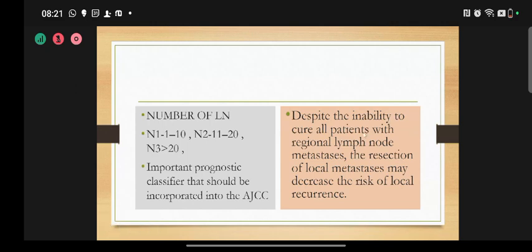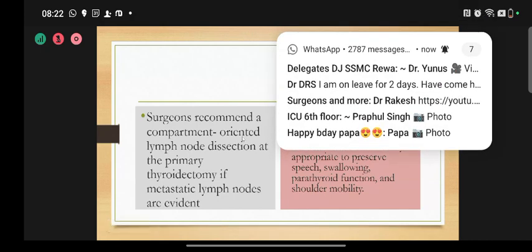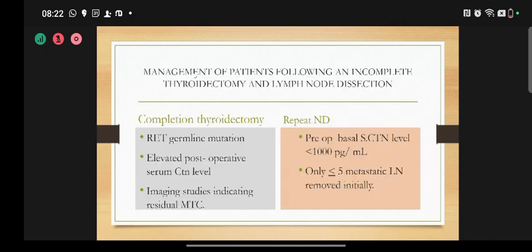In some cases, the patient will have gross regional lymph node metastasis and disease. But in such cases, complete cure may not be possible. Even in those cases, we should try to clear the disease as much as possible to prevent the risk of local recurrence, and we surgeons usually go for a compartment-oriented lymph node dissection. And if there is extensive regional or metastatic disease, we usually go for a less aggressive, function-preserving surgery.